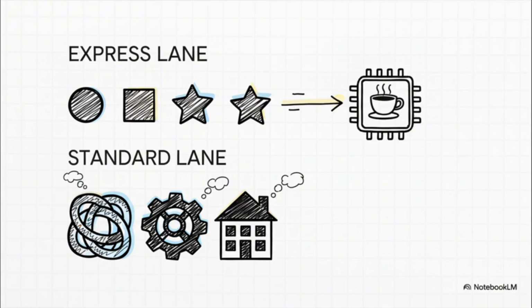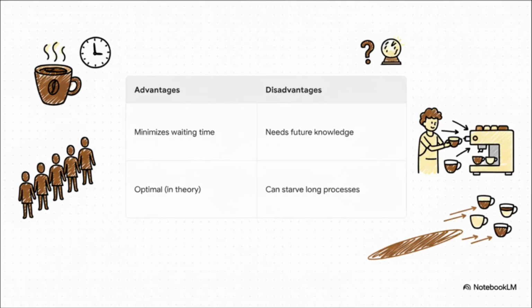The scheduler looks at every process waiting in line and gives the CPU to the one it thinks will finish the fastest. Now on paper, this is amazing. It's mathematically proven to give the best possible average waiting time, but it has two gigantic problems.